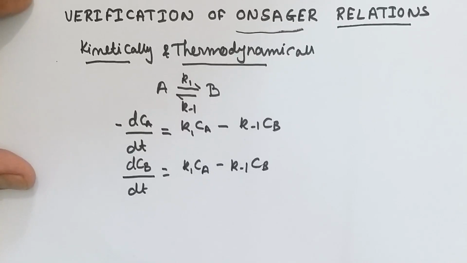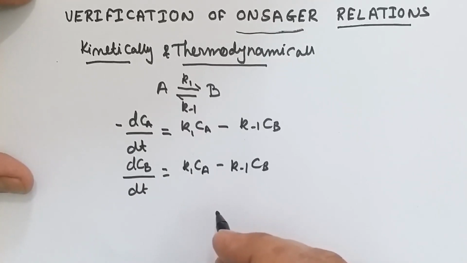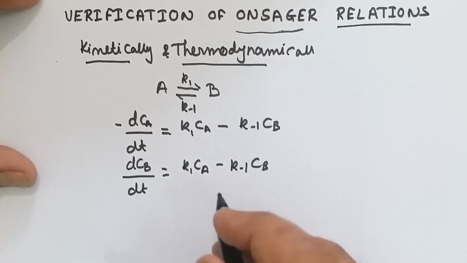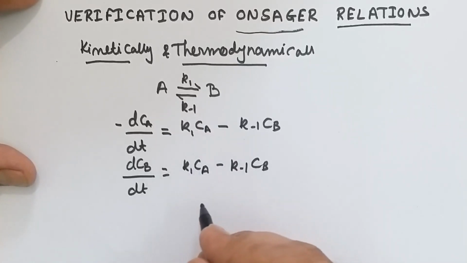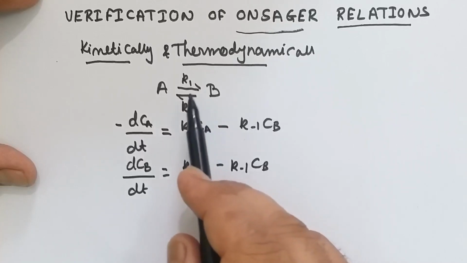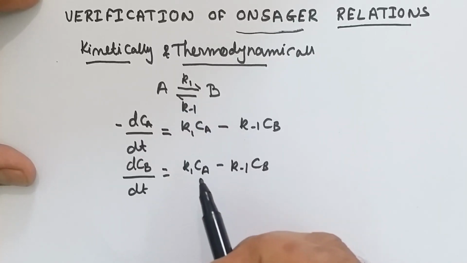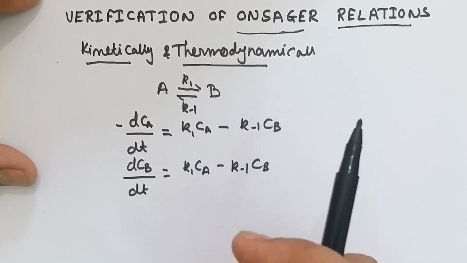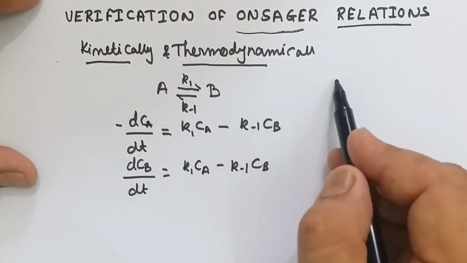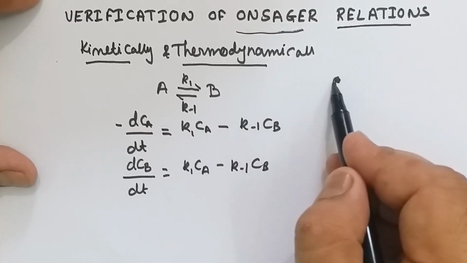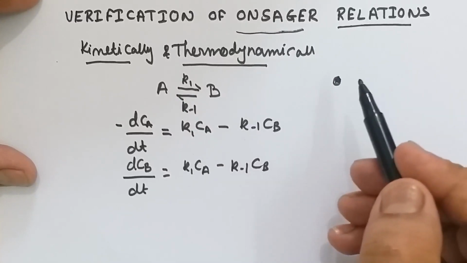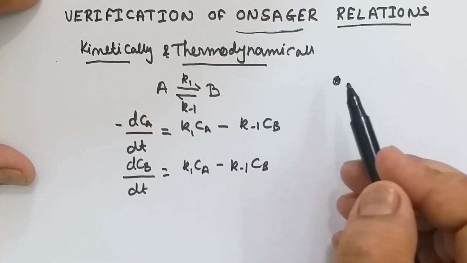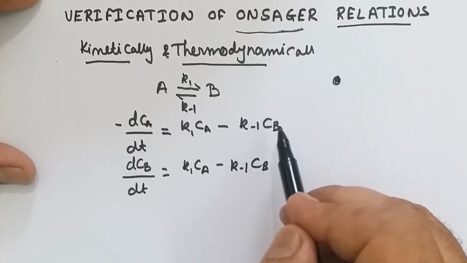Now, when the system is under equilibrium condition, then we know that the rate of forward reaction is equal to the rate of reverse reaction. And generally in irreversible thermodynamics, we consider that our system is divided into a large number of very small systems, and each of these is under its own equilibrium. That is the concept of local equilibrium that we have already seen.